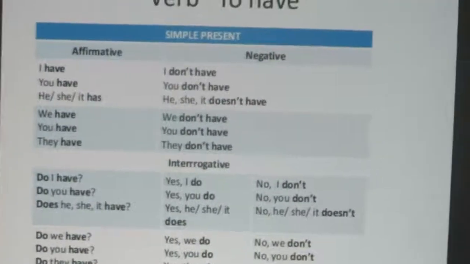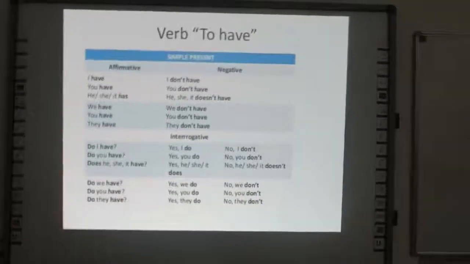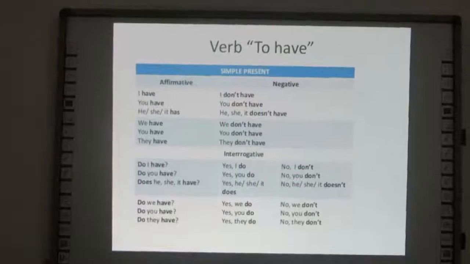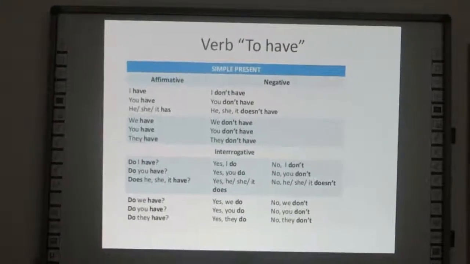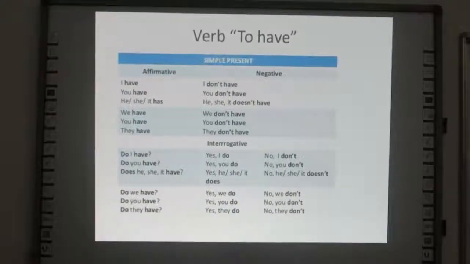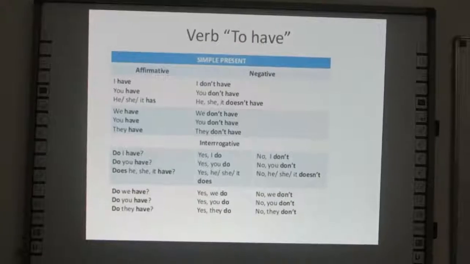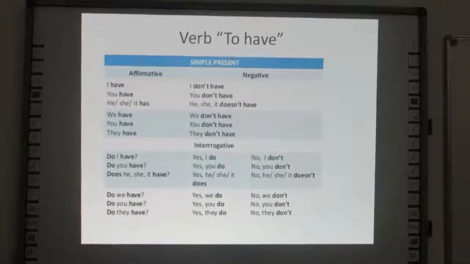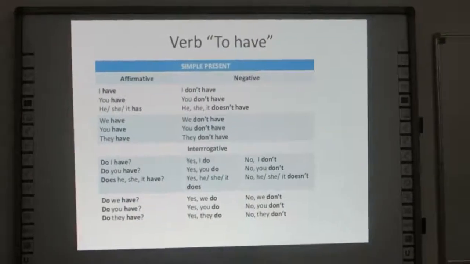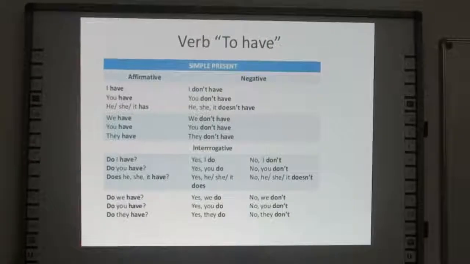The same with the verb to have. I have, you have, he, she, it has. We have, you have, they have. To make a negative form, we add the particle don't. I don't have, you don't have, he, she, it doesn't have. We don't have, you don't have, they don't have. And to make the interrogative form, do I have, do you have, does he, she, it have.